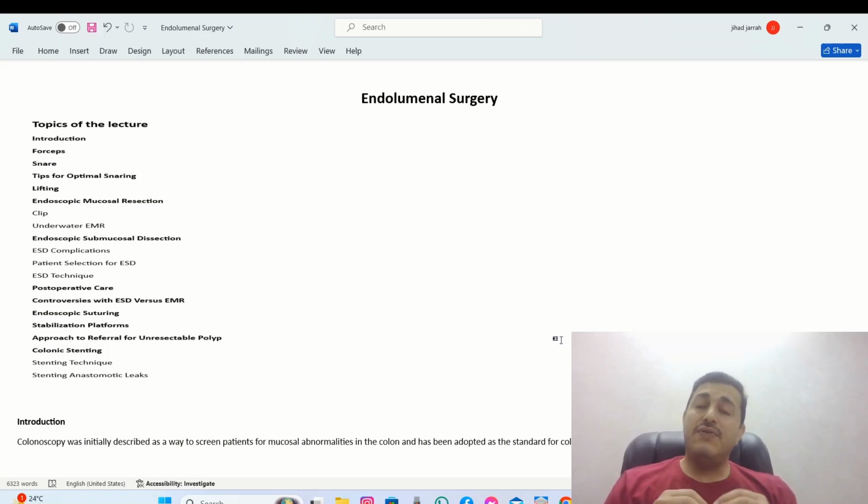talked about different instruments by which we can access the lower GI through the anus and rectum. For example, we talk about the anoscope, proctoscope, sigmoidoscope, colonoscope, and any intervention that we can do through these accesses is what we mean by endoluminal surgery. For example, removing polyp when doing colonoscopy is part of the endoluminal surgery.